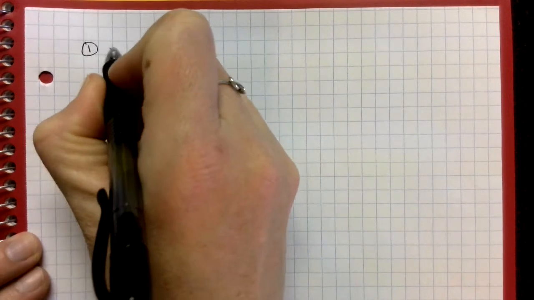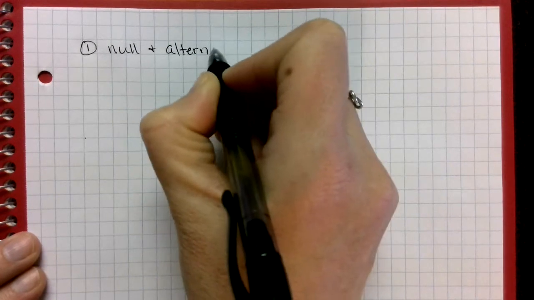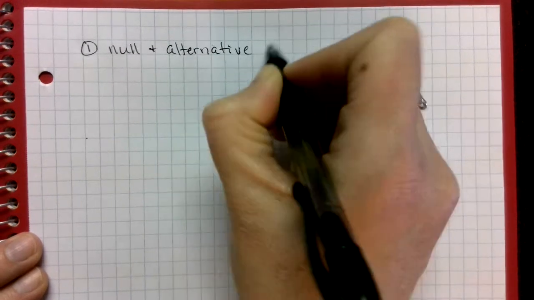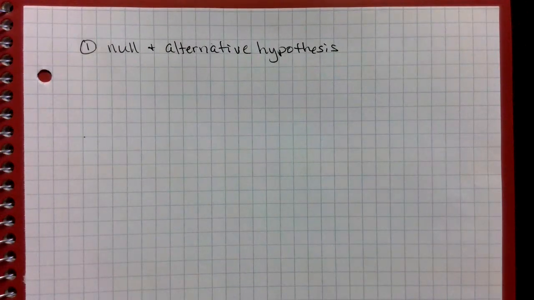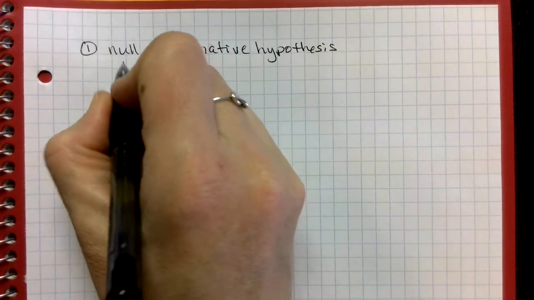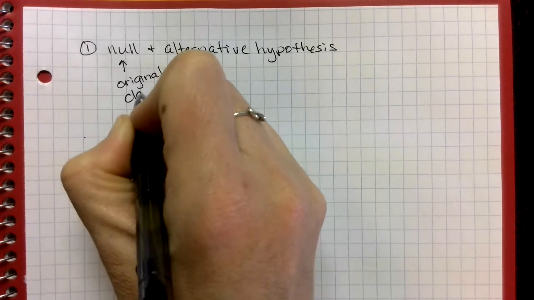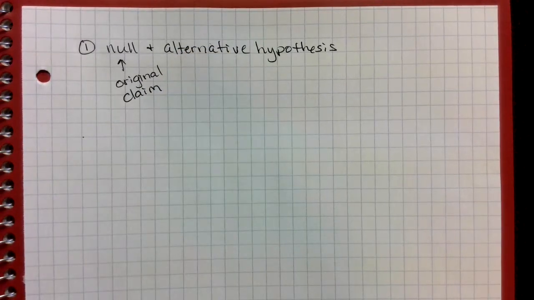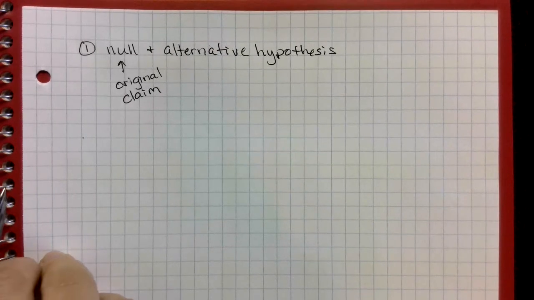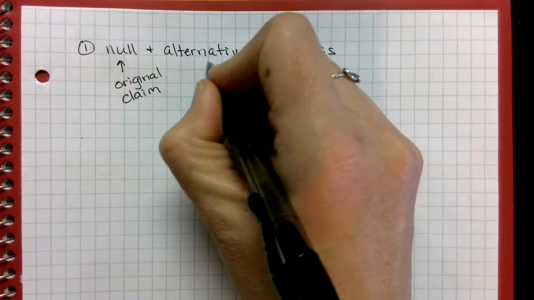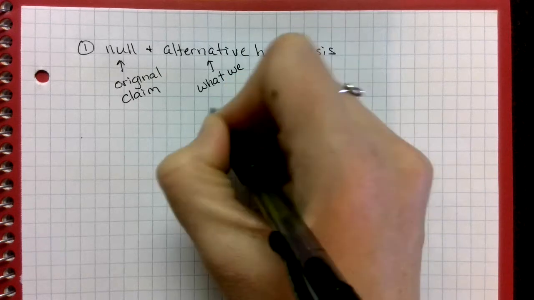Step number 1 is something called your null and alternative hypothesis. Okay, so your null and alternative hypothesis. Your null hypothesis is what I like to refer to as the original claim. Okay, so that is that original hypothesis that you found somebody made a claim about something. Your alternative hypothesis is what we actually think to be true.